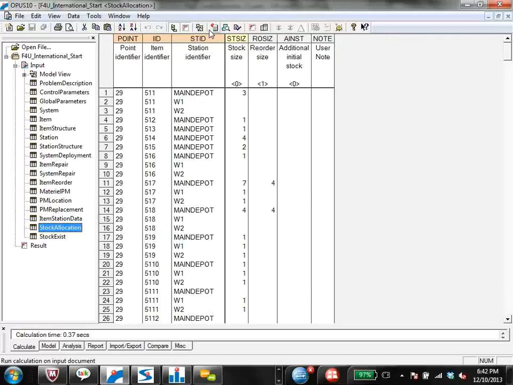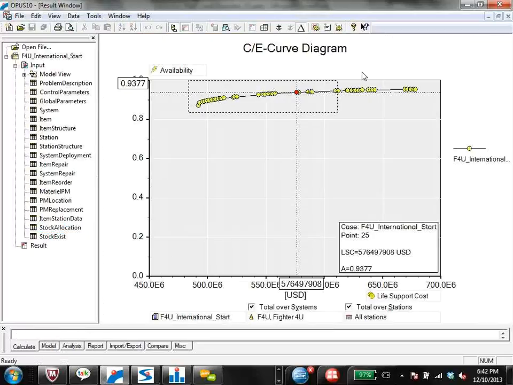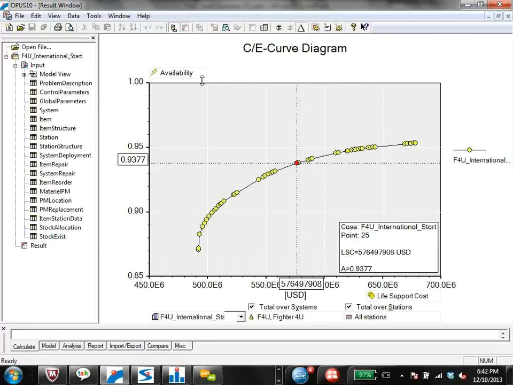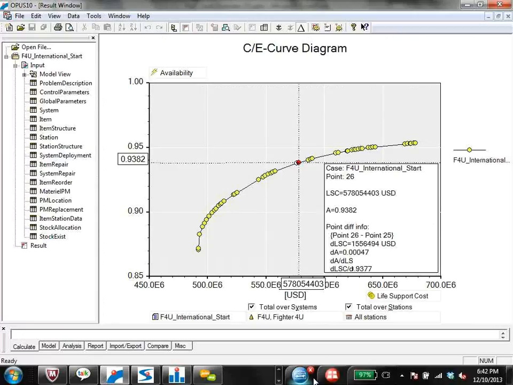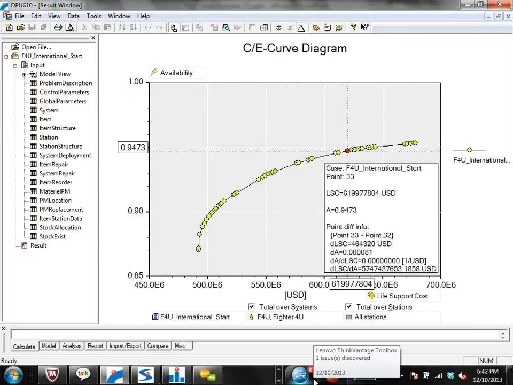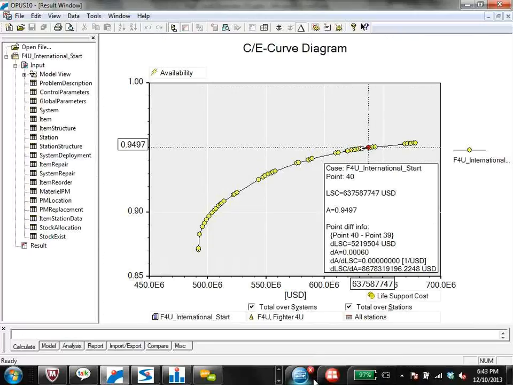Typically, the first thing we do is run an optimization, and we'll do that now. And I'll zoom in here on this result. And we can see that based on this information, we'll look at availability first. We can just scroll and pick a point along the curve that we're interested in. And we'll pick that first point that's above 95%. We have one that's exactly 95%.